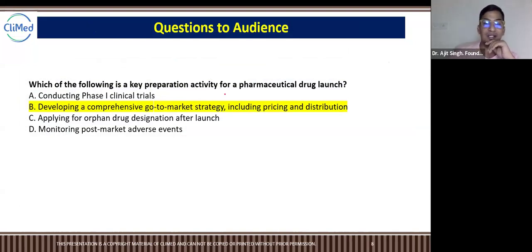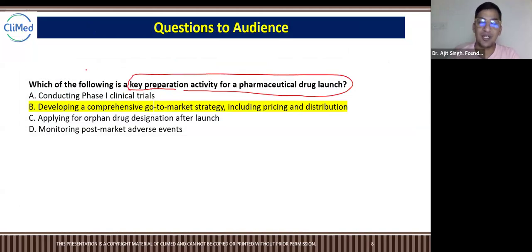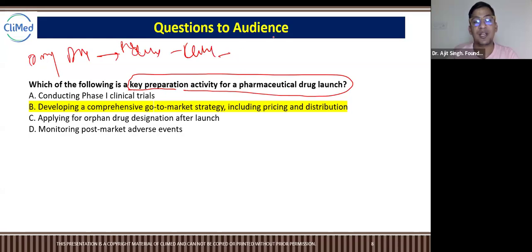This is very important, and you have to tell me, what are the key preparation activities for a pharmaceutical drug launch? Let me tell you one more thing. As we discussed on the first slide, we have done the drug discovery. After that there is preclinical development, then clinical development, and after that we have to get the regulatory approvals. Regulatory approvals are throughout.